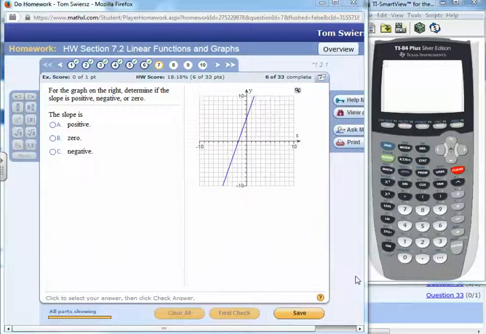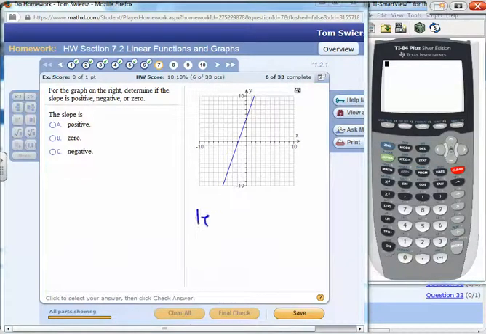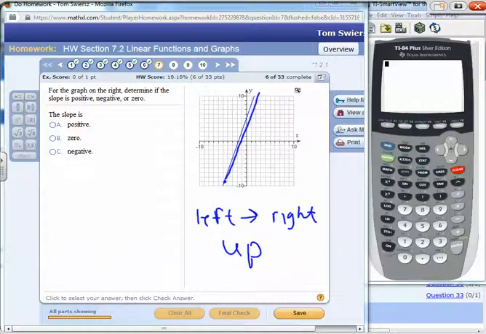Let's look at homework exercise number 7 from section 7.2. For the graph on the right, determine if the slope is positive, negative, or 0. Now, what you're doing here is, this line, you're going to go from left to right. And notice, if you pick a point over here to the left, and as you go to the right this way, the line is going up. If the line is going up from left to right, then the slope is positive.